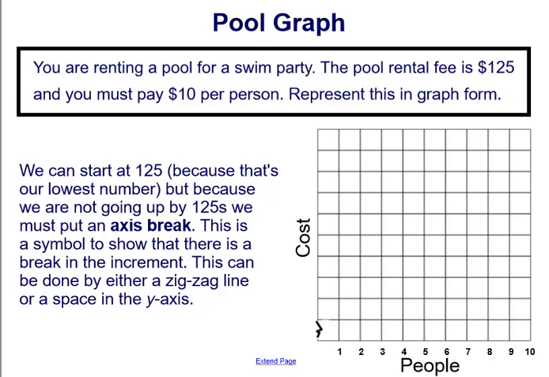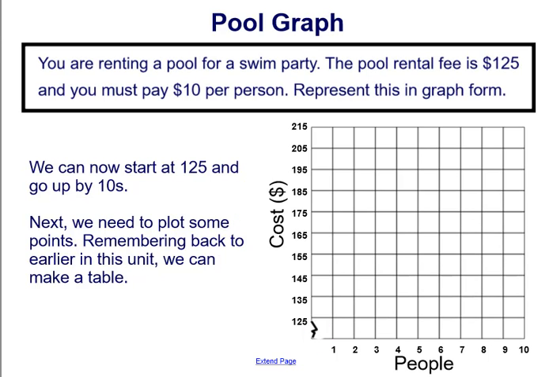But because we are not going up by 125s, we must put what's called an axis break. This is a symbol to show that there is a break in the increment. This can be done by either a zigzag line or a space in the y-axis. So you can see this is our axis break here. So once we have our break up to 125, we can now go up by tens. So we have then 135, 145, and so on and so forth.